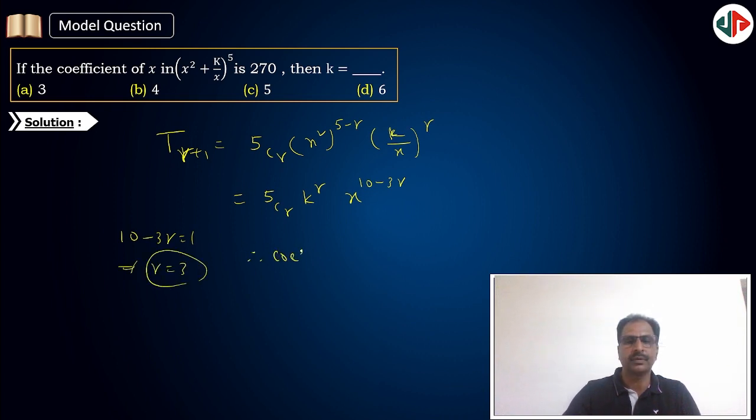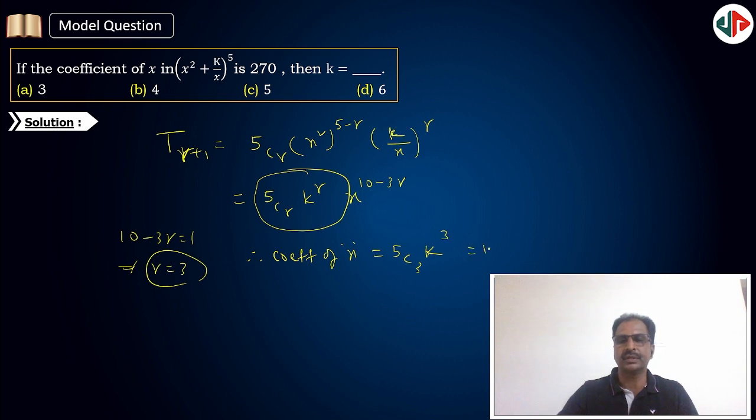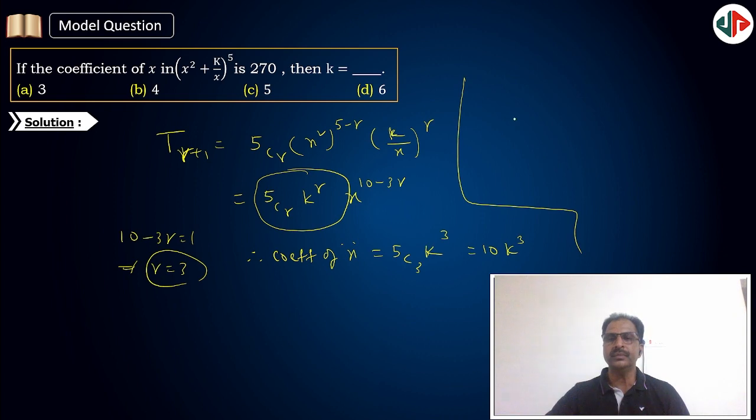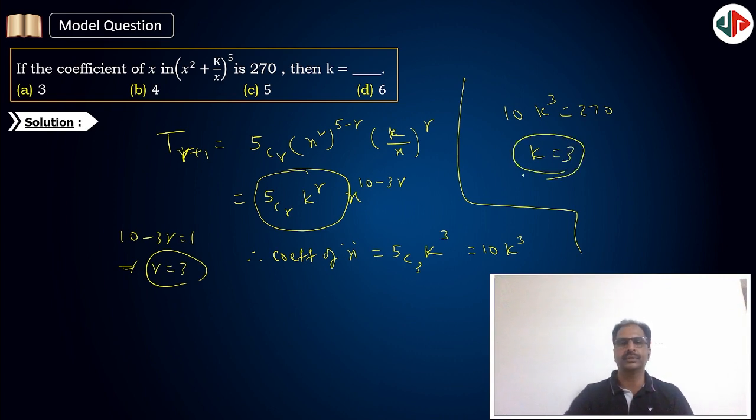Therefore, the coefficient of x is 5C3 k^3. 5C3 is nothing but 10. So 10k^3. That 10k^3 is given as 270. From this you will get k^3 as 27, k as 3. Option A.